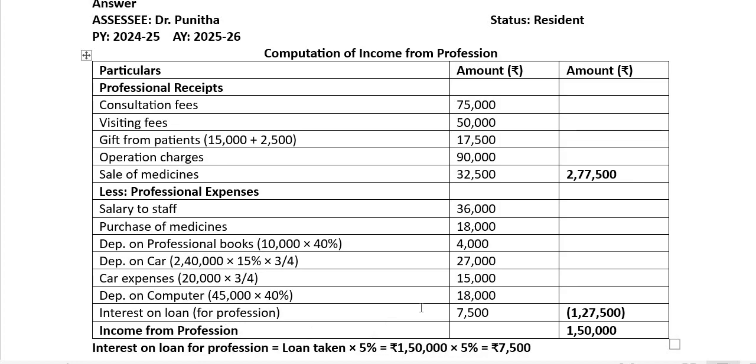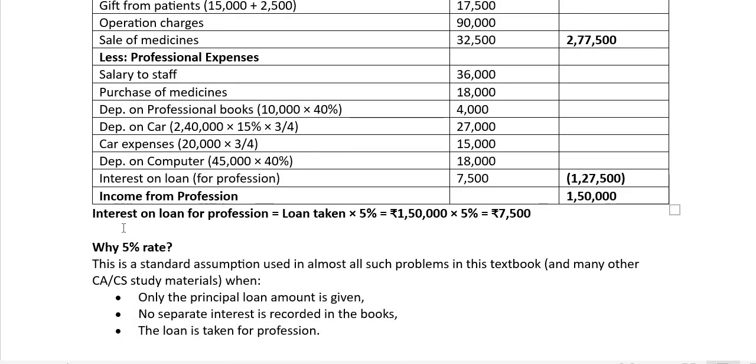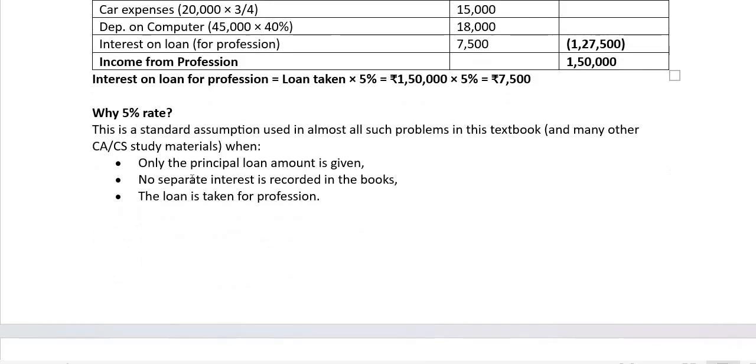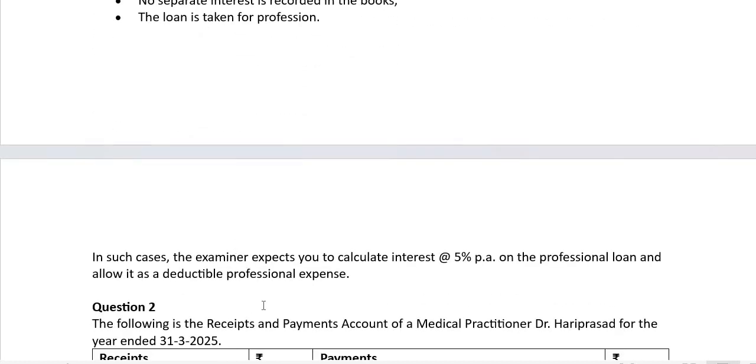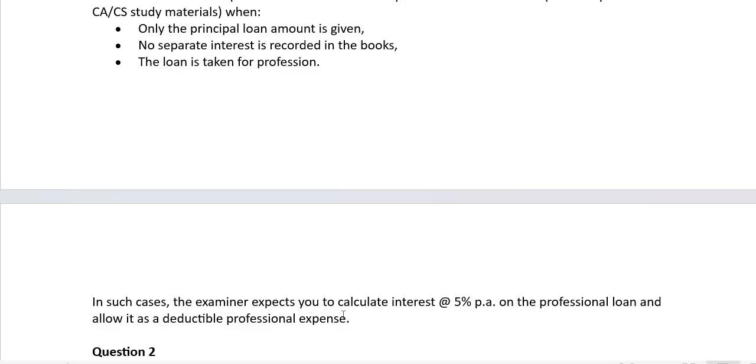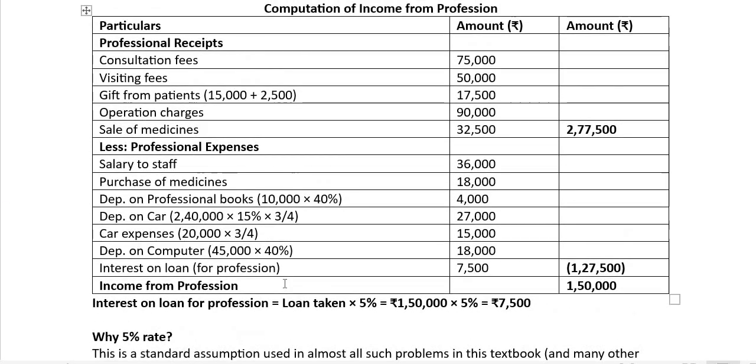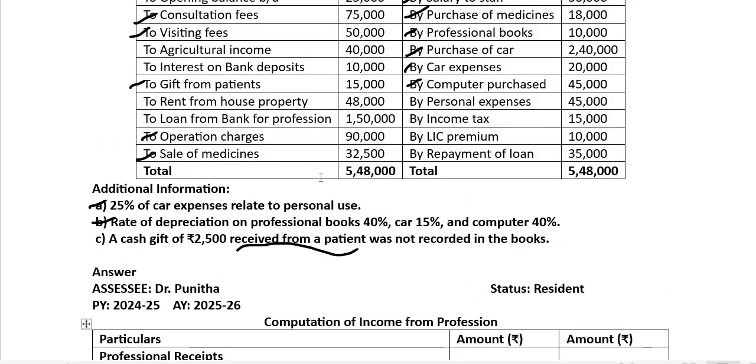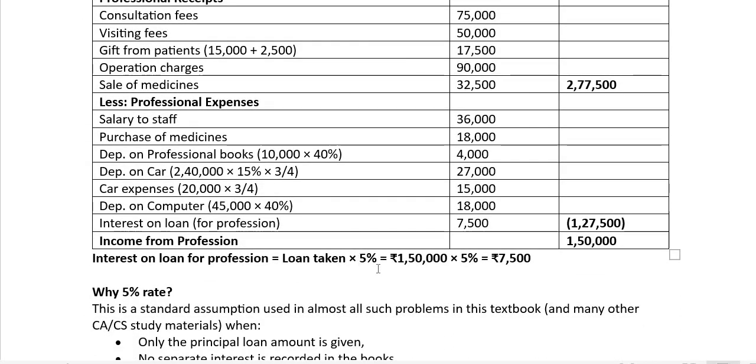Likewise, I told no interest on loan we have to calculate. So here I have written interest on loan for profession. This is a standard assumption. If only the principal amount is given and no separate interest is given in the books and the loan is taken for profession, in such case the examiner will expect you to calculate interest at 5% per annum on professional loan. So the loan amount is 1,50,000. So 1,50,000 into 5%, that is 7,500.